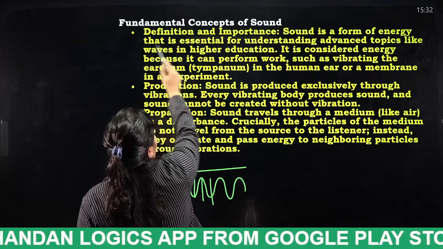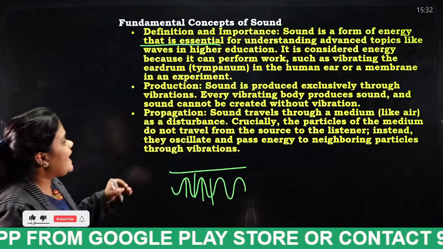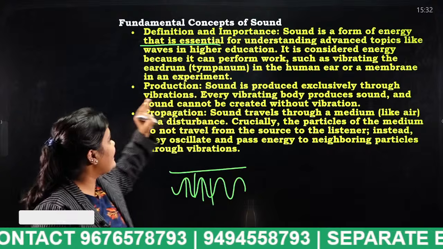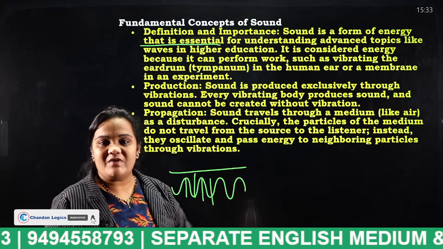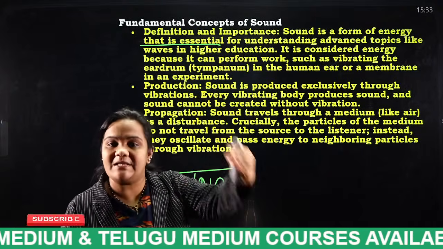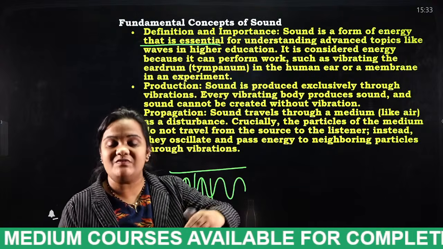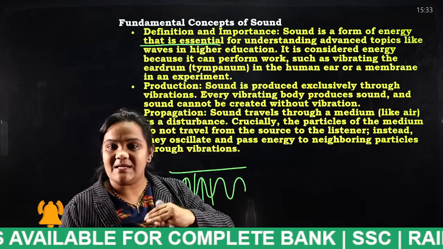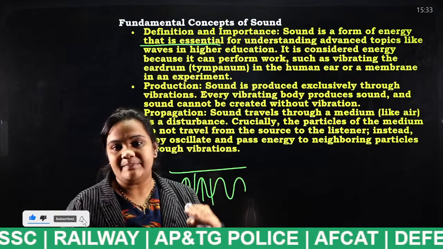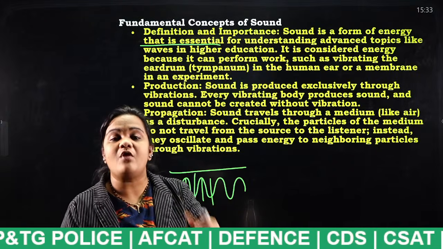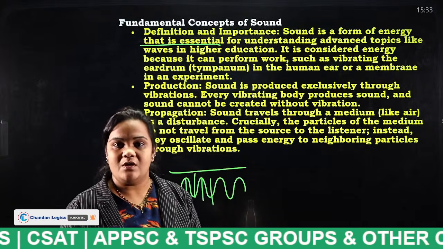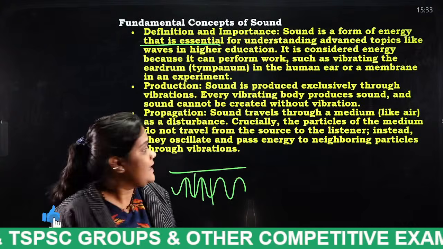Next, sound is a form of energy that is essential for understanding advanced topics like waves. It is considered energy because it can perform work, such as vibrating the eardrum. When we are talking, what happens? Our voice reaches from one person to another person. Why? Because the particles in the atmosphere allow the sound which I make to enter into the other person's ear, in the form of waves. What are the two types of waves? Longitudinal waves and transverse waves.